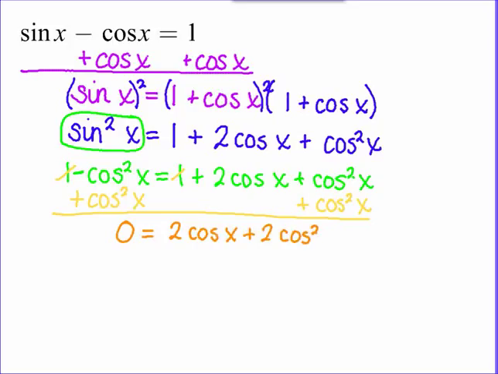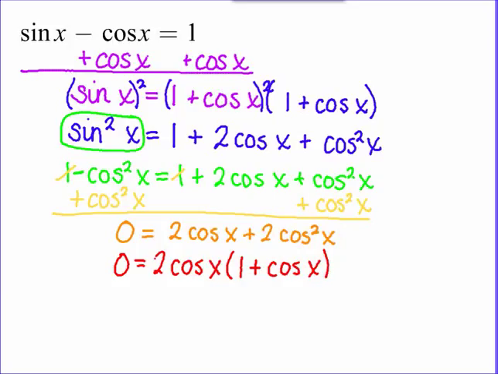Now it doesn't matter if you put the cosine squared first or if you put the cosine. So we have 2 terms. What do we do now? Factor out. Add 2 cosine. Nice job, you caught the 2. Okay, so when I factor out the 2 cosine, that leaves me with 1 plus cosine x.